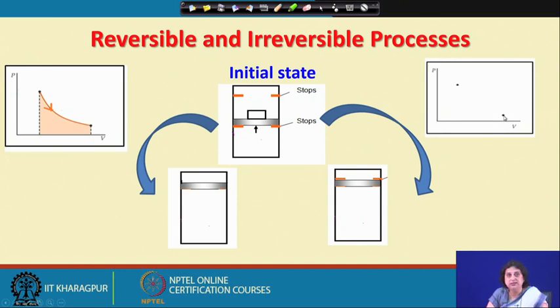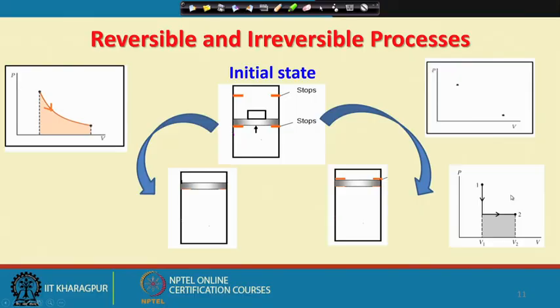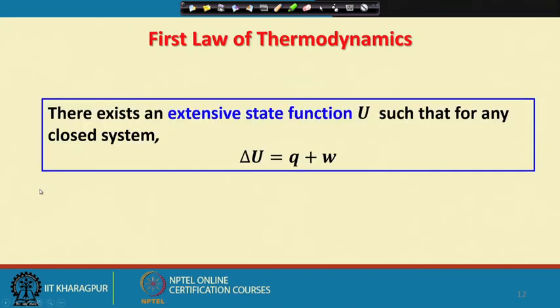I did not allow the system enough time to equilibrate with its surrounding. And therefore, as you know already, under such circumstances, this is going to be the work done in this process, while in the reversible process we are going to have the area under this curve as the amount of work done during a reversible change.